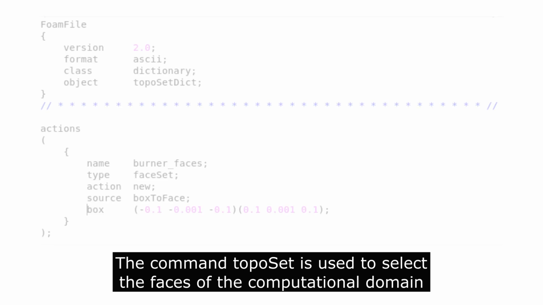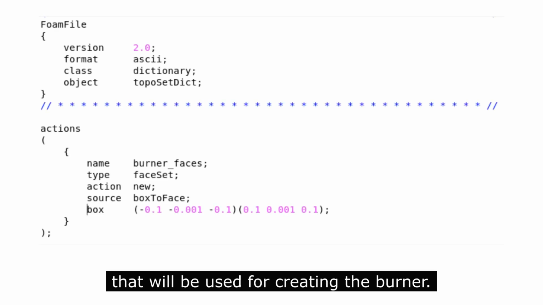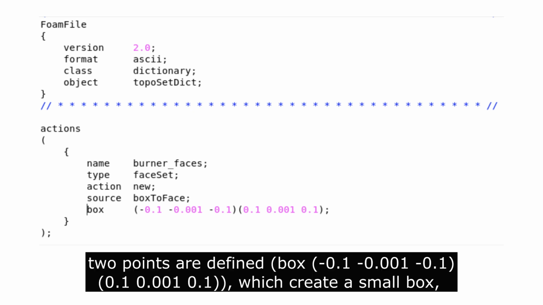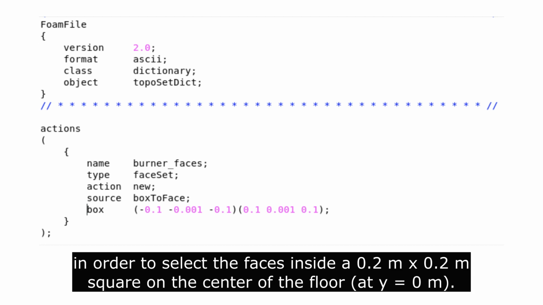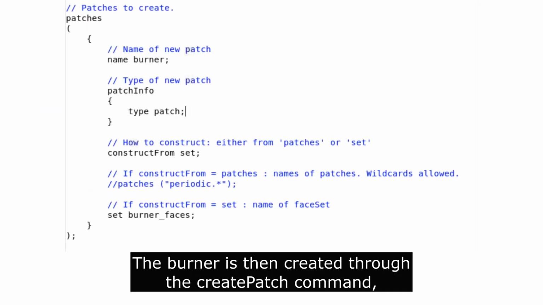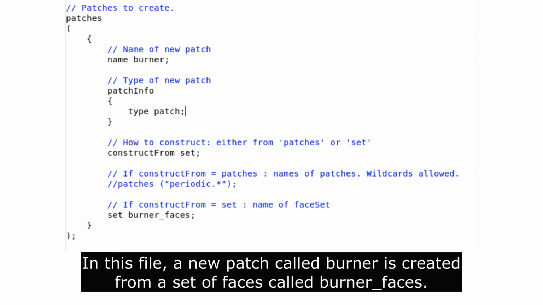The command topoSet is used to select the faces of the computational domain that will be used for creating the burner. In the topoSetDict file, 2 points are defined which create a small box in order to select the faces inside a 0.2 meter by 0.2 meter square on the center of the floor. We call this set of faces burnerFaces. The burner is then created through the createPatch command based on what is defined in the createPatchDict file. In this file, a new patch called burner is created from a set of faces called burnerFaces.